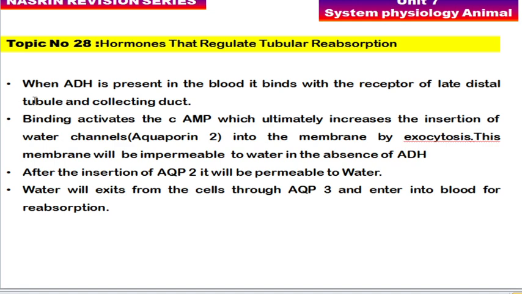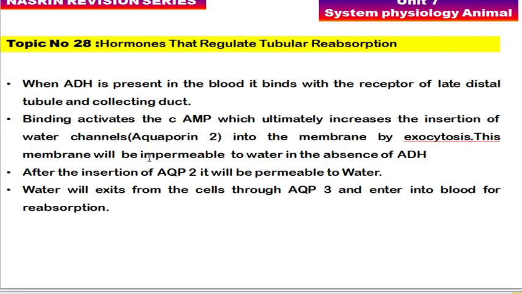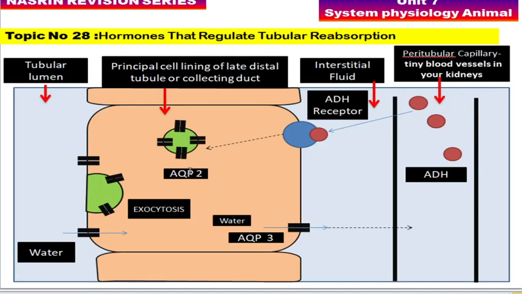When ADH is present in the blood, it will bind to the receptor of the late distal tubule and collecting duct. The ADH receptor will be present in the principal cells of the collecting duct. After binding to the ADH receptor, this binding will activate cyclic AMP, which is a secondary messenger, which will ultimately increase the insertion of water channels into the membrane. So aquaporins are nothing but water channel proteins, friends.